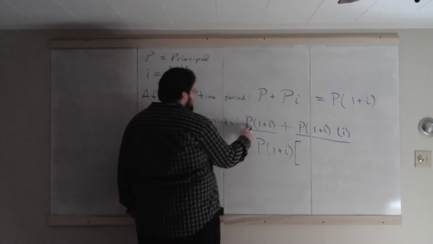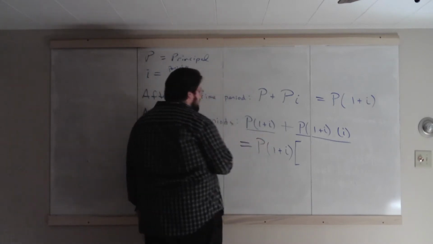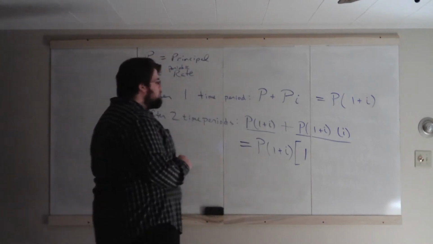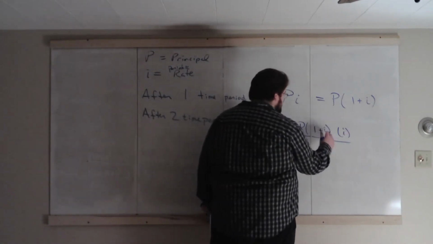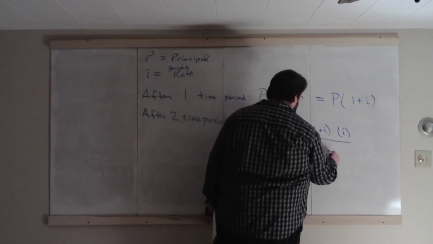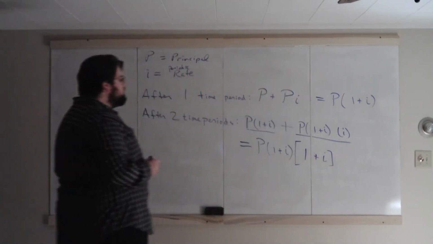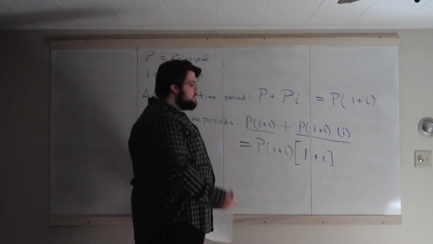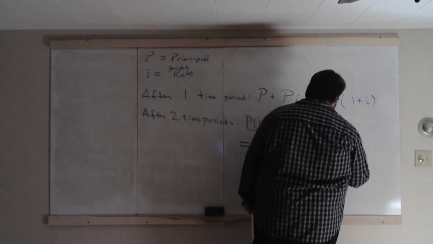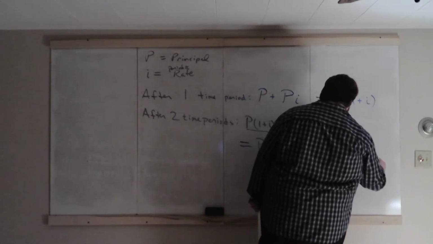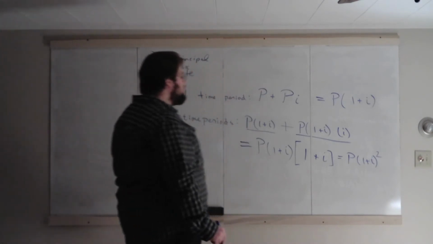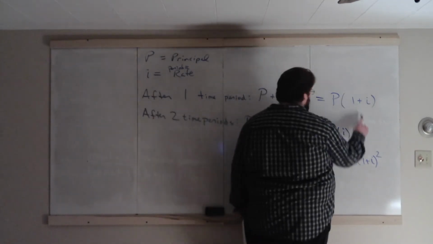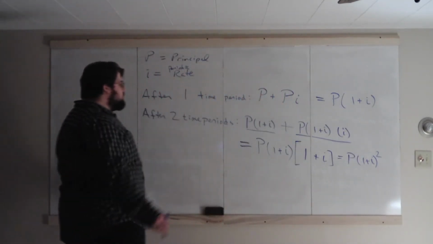We factor out a p times (1 plus i) from this first term. Well, that takes everything away from it, so we're left with a 1. If we take a p and a (1 plus i) away from the second term, we're left with only i. So we have p times (1 plus i) times (1 plus i). Well, that can be resaid more succinctly, because (1 plus i) times itself is (1 plus i) squared. That looks a lot like this. What happens after a third time period?